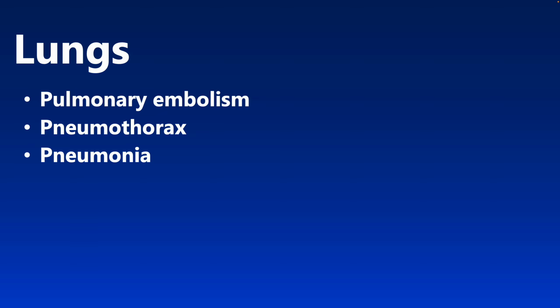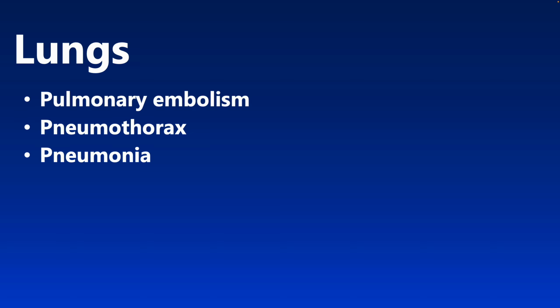When it comes to the lungs, of course, a lot of us think about pulmonary embolism. PE is one of the big ones. We also need to be thinking about pneumothorax, specifically a tension pneumothorax. That's the one that can cause really rapid deterioration of clinical condition. And then the third one there is going to be pneumonia, specifically pneumonia that's causing hypoxia, hypoxic respiratory failure, septic shock, that kind of thing.